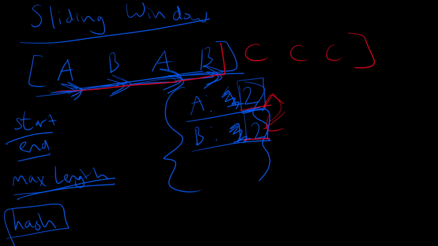But now, if you include this C, then even if you just have C1, at this point we've hit kind of an invalid sequence, right? This window is no longer valid because if you have 2 A's, 2 B's, and 1 C, how could you possibly switch around 2 elements so that you would be able to get a substring of just one character?